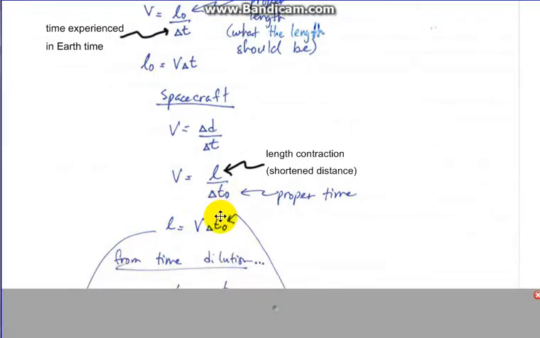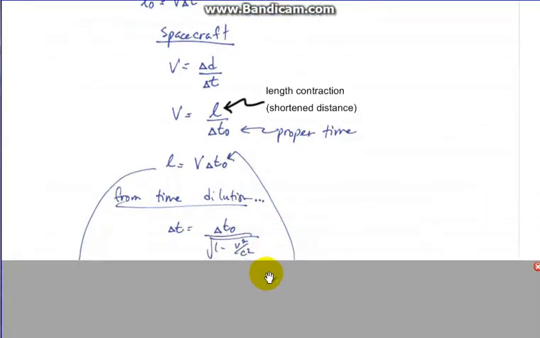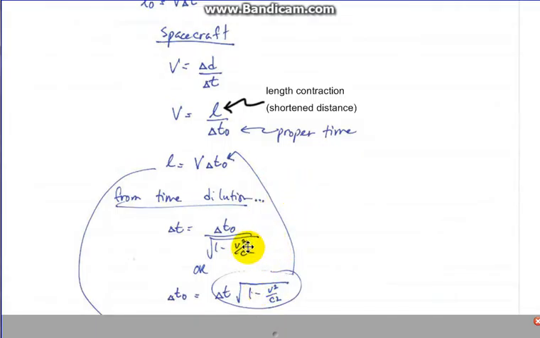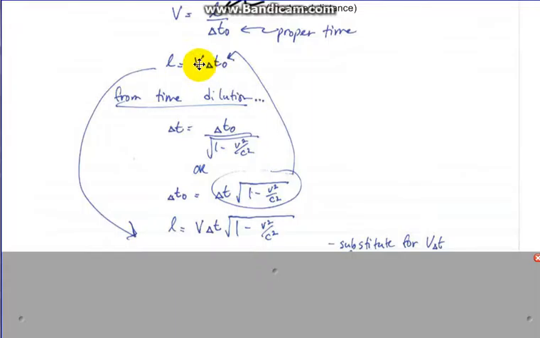Now if we look here, delta T naught, the proper time, we got that earlier with the time dilation. There it is right there, the time on the ship. If we rearrange the time dilation equation, multiplying each side by the square root of 1 minus v squared over c squared, delta T naught can be represented like this. That's what gets substituted in for delta T naught over here. So L is equal to v times T naught, but since T naught can be expressed like this, we have that.